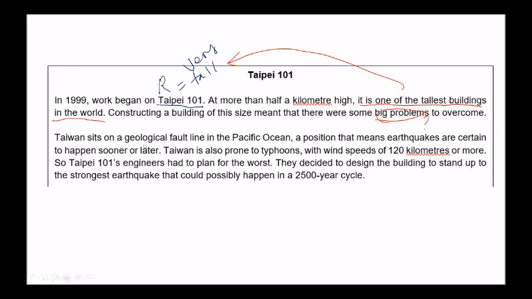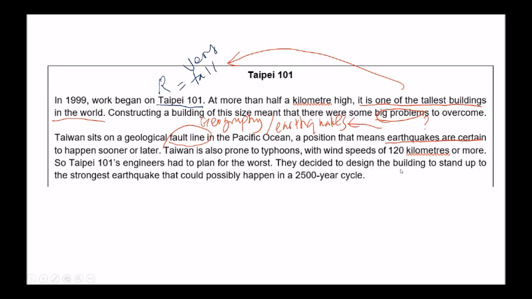Taiwan sits on a geological fault line in the Pacific Ocean. This seems like something I have learned in geography before, and I believe it has something to do with earthquakes. I'm not so sure. Pacific Ocean? A position that means earthquakes are certain to happen sooner or later. Again, this part echoes what I already know. Taiwan is also prone to typhoons. Oh, this is new to me, with wind speeds of 120 kilometers or more. So, Taipei 101's engineers had to plan for the worst.